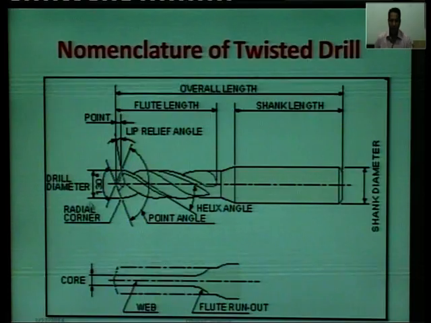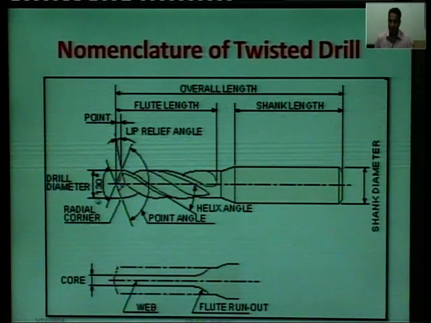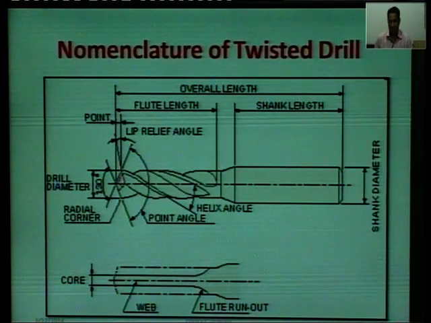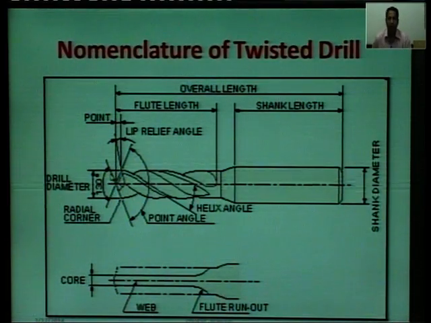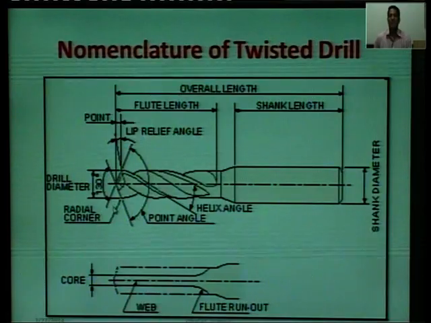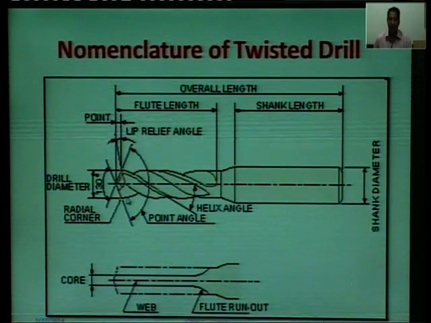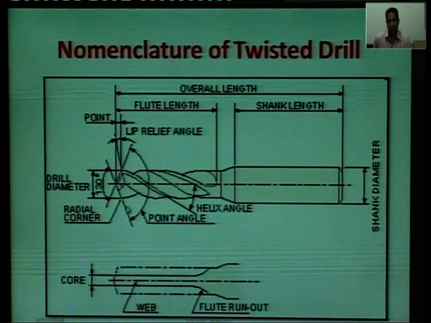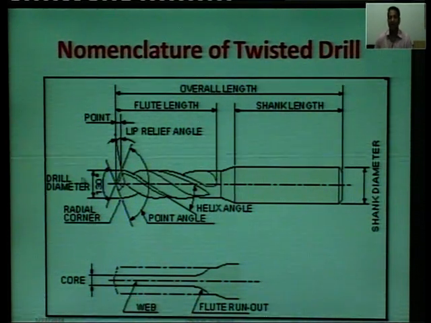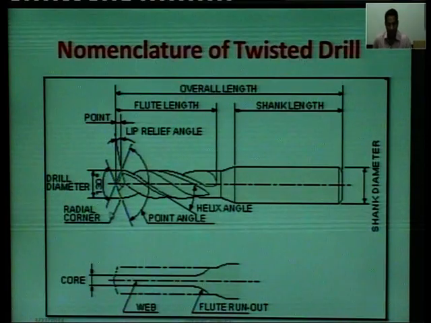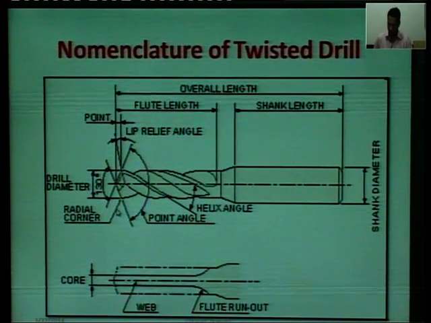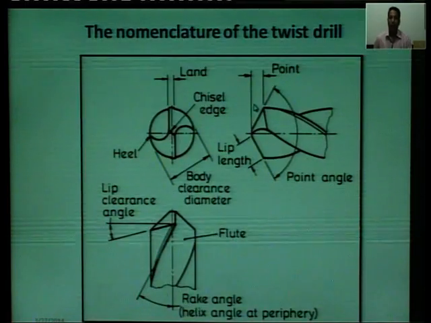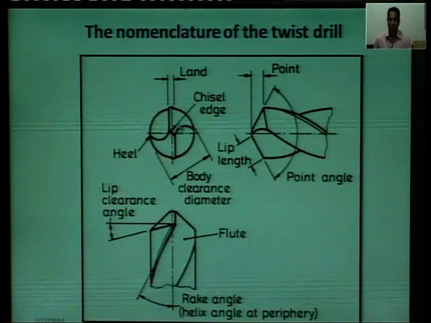Now you can see this angle is given as 130 degrees. It is called the included angle. Generally in a twist drill the included angle value is 118 degrees. Remember this. So the included angle of a drill is 118 degrees. This is another end view of the twist drill. We have discussed this.